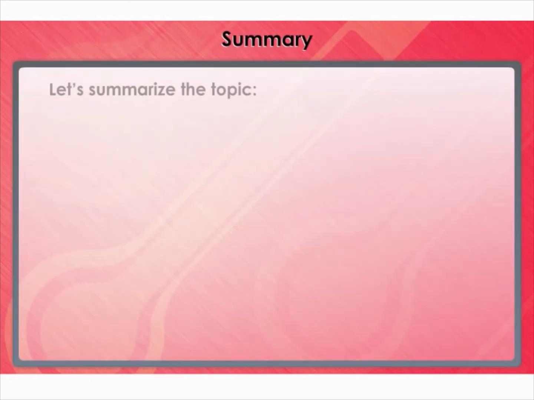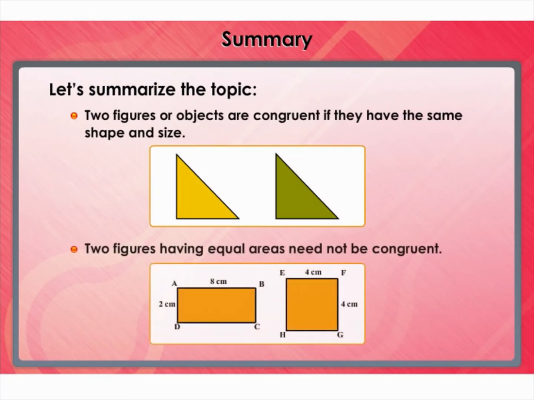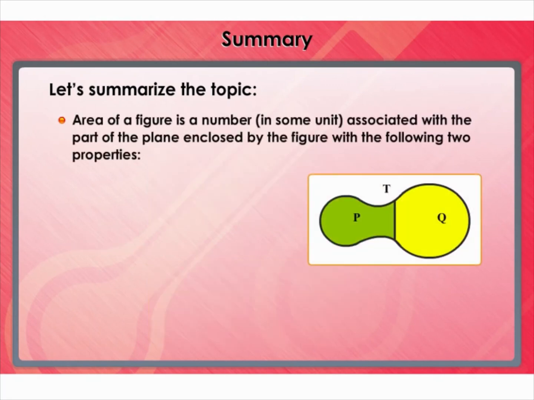Summary. Let's summarize the topic. Two figures or objects are congruent if they have the same shape and size. Two figures having equal areas need not be congruent. Area of a figure is a number in some unit associated with a part of the plane enclosed by the figure with the following two properties.